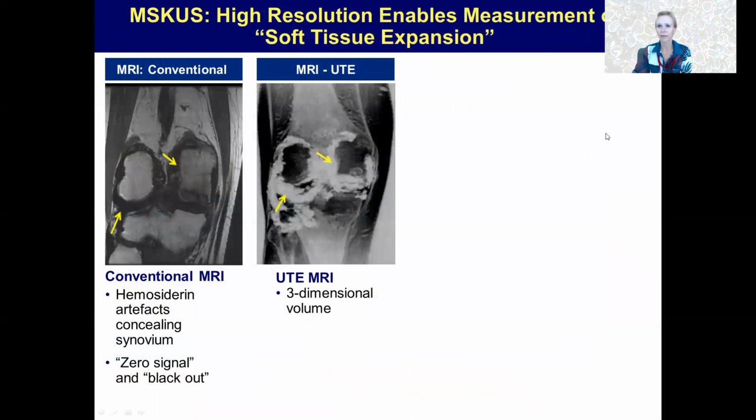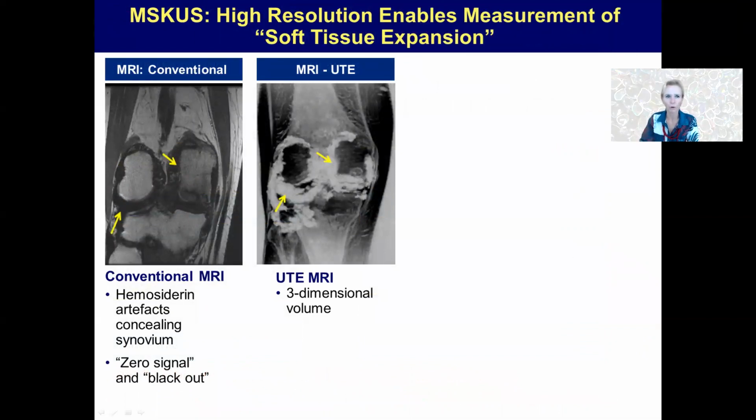On the other hand, the high resolution in ultrasound enables measurements of soft tissue expansion very precisely. So let's, for instance, go here to the MRI. On a conventional MRI in a patient with advanced hemophilic arthropathy, we see here quite some proliferated synovium, and it is laden with hemosiderin. That shows the synovium is black, and it's called a blooming signal or blackout signal concealing the synovium. With special MRI UTE sequences, we can resolve that and see really how much synovium there is.